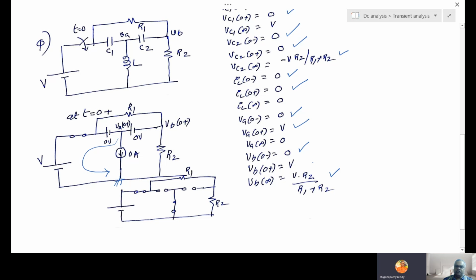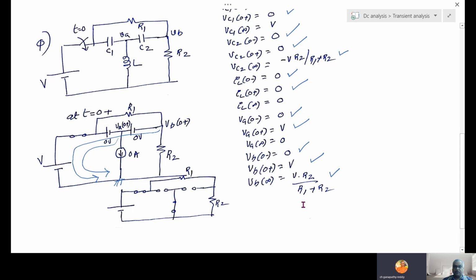Next, VB(0+). You start here, again go like this. Again go like this. So here 0 volt, here 0 volt, here V. So what is the total value? VB(0+) also V.